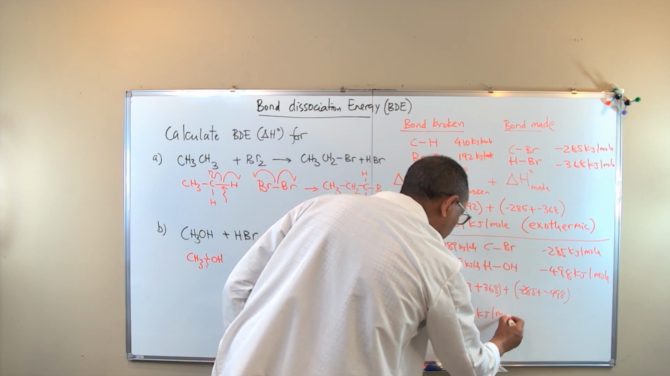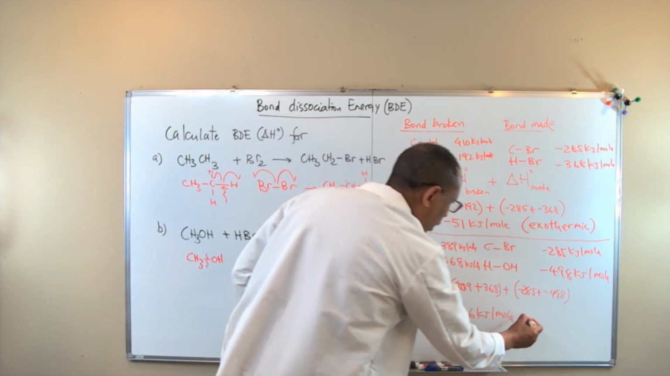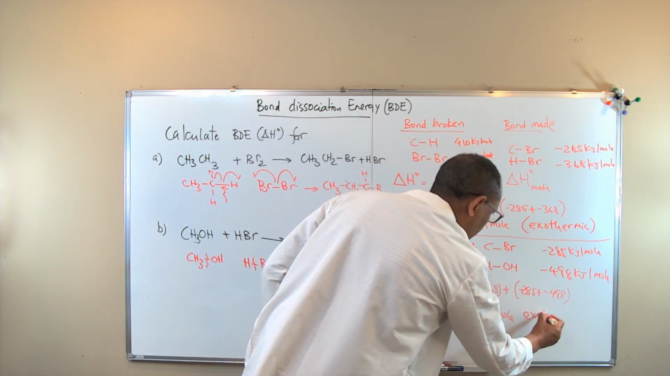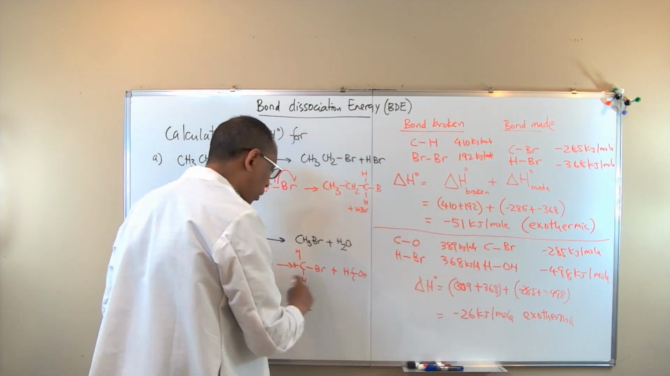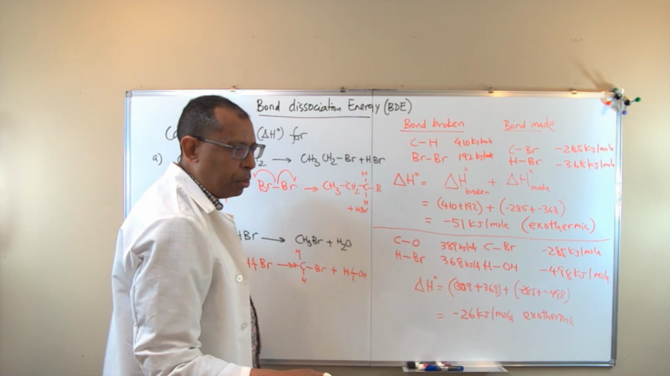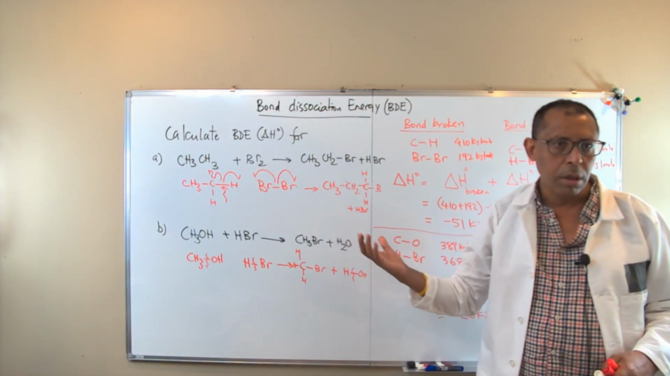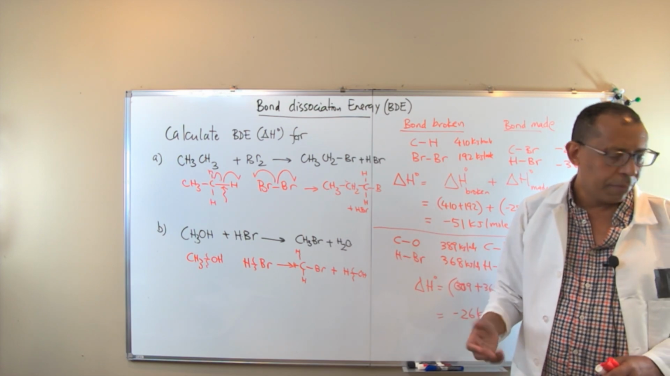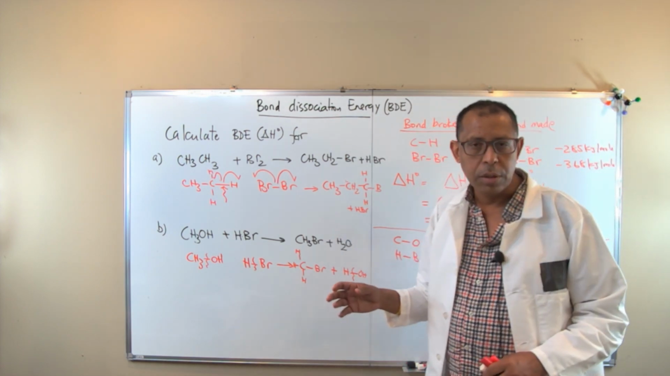Kilojoules per mole. So still, this reaction is also exothermic. So the product formation is favorable to make that reaction. So this is how you would be using bond dissociation energy to calculate the enthalpy of a reaction. So with this, I'll continue to the next.